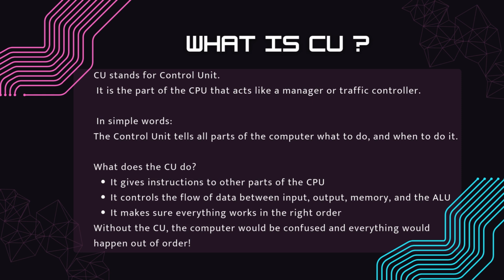Example: if the computer is solving a problem, the CU tells the ALU to do the math. Then it tells the memory where to store the result. Finally, it tells the output device to show the answer. Without the CU, the computer would be confused and everything would happen out of order.